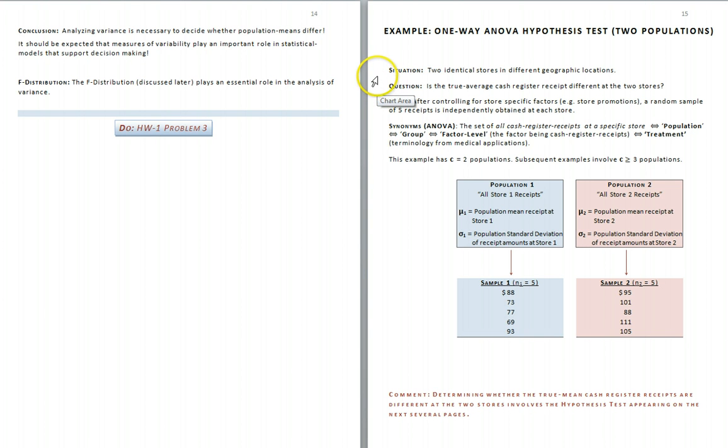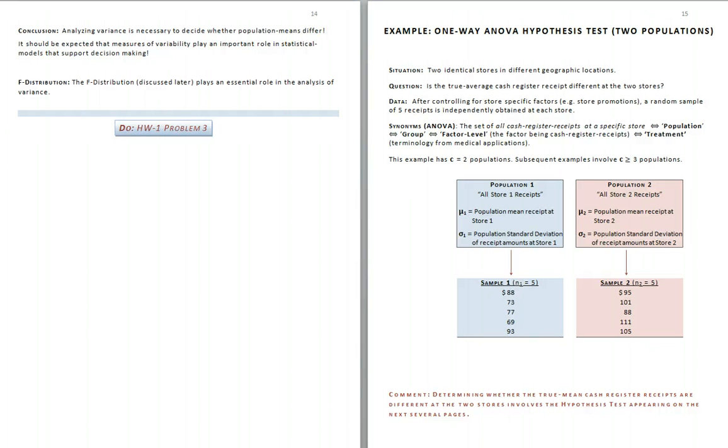The principal question that's addressed in the section is: is the true average cash register receipt different at two similar stores? The data consists of 5 randomly obtained cash register receipts from each of the stores. Here's the data. Here are the 5 cash register receipts from store 1: $88, $73, and so forth. Here are the 5 cash register receipts from store 2: $95, $101, and so forth.